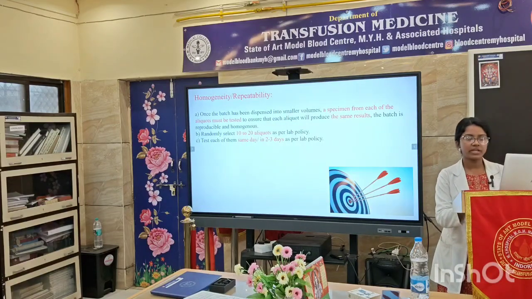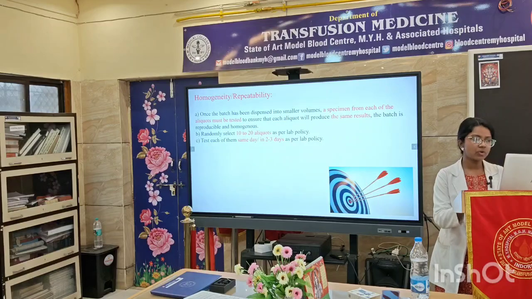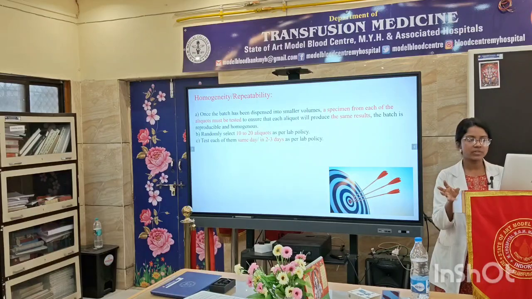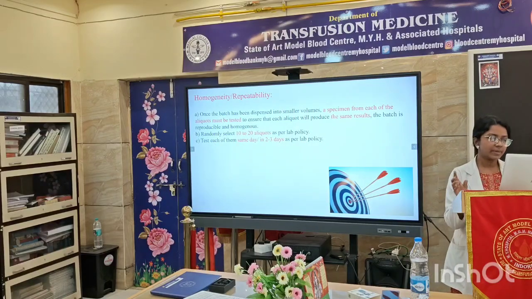So what is homogeneity or repeatability? This also we should know. Once the batch has been dispensed into smaller volumes, a specimen from each of the aliquots must be tested to ensure that each aliquot will produce the same results. Then the batch is reproducible and homogeneous. No matter how many times we test, we have to get the same result. Then the batch is said to be homogeneous and reproducible.